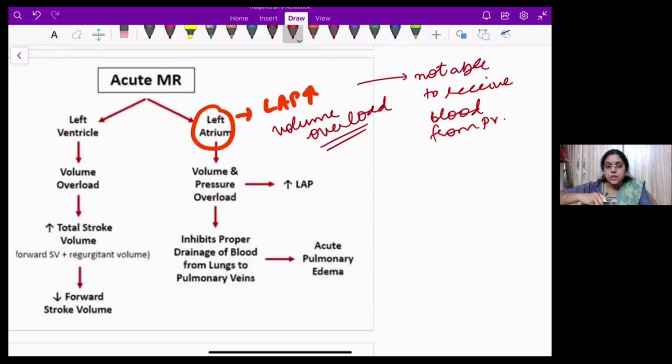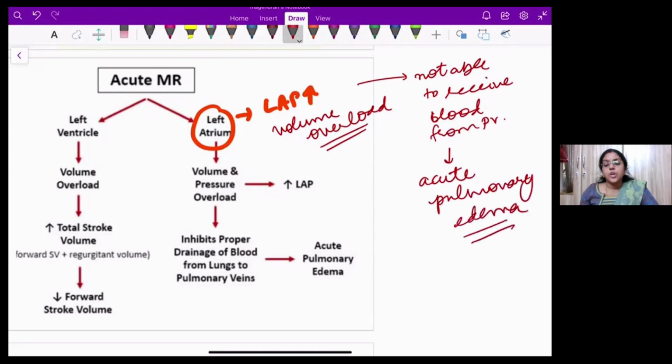But in acute MR, the left atrium is already filled with blood. The left atrial pressure is more, and we already saw that the pulmonary pressure is not that high to force itself into the left atrium. This left atrial pressure is very, very high, so it is not able to receive the venous return from the pulmonary veins. What happens then? This blood gets accumulated in the pulmonary circulation and the patient develops acute pulmonary edema.